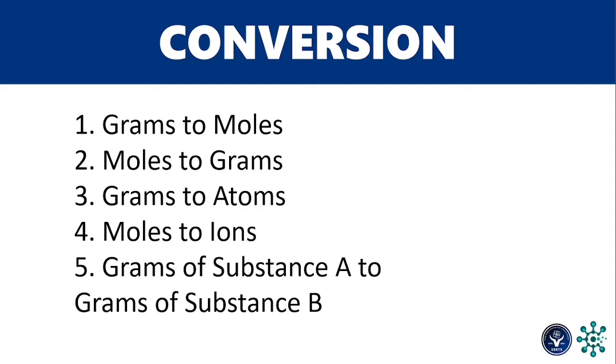Aside from grams to moles and moles to grams conversion, we can extend the process to convert from grams to atoms, moles to ions. This is applicable when the compound is ionic, and from one type of substance to another. This makes sense for calculations involving chemical or physical reactions.